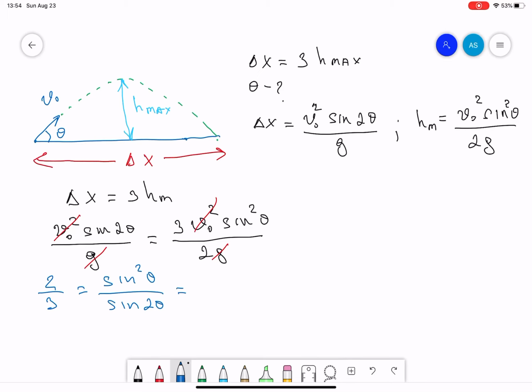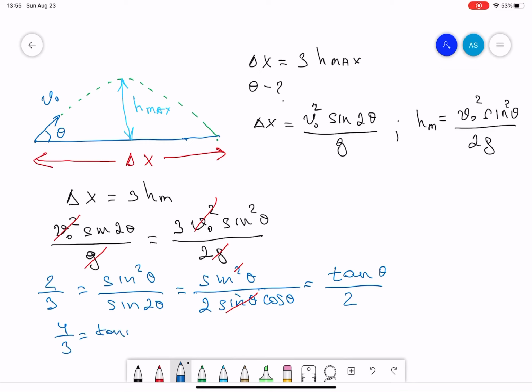Now we know that sine 2 theta is equal to 2 sine theta cos theta. So this sine theta will cancel with that one, and we end up with tangent theta over 2. Now again, let's do a cross multiplication, so we end up with 4 over 3, which is equal to tangent theta.